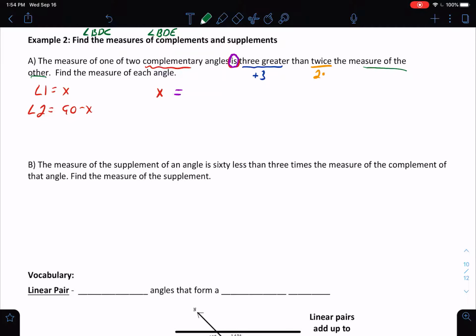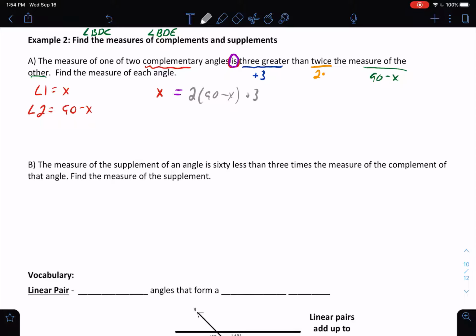angle, well, if the first angle is x and the second angle is its complement, the other one is going to be 90 minus x. Now let's put this all together into one equation. The measure of one of two complementary angles, so x, is 3 greater than 2 times the measure of the other. So 3 plus 2 times 90 minus x. We take twice the measure of the other complement, and then it's 3 greater than it, so I have to add 3. That is how we translate the words into an equation.